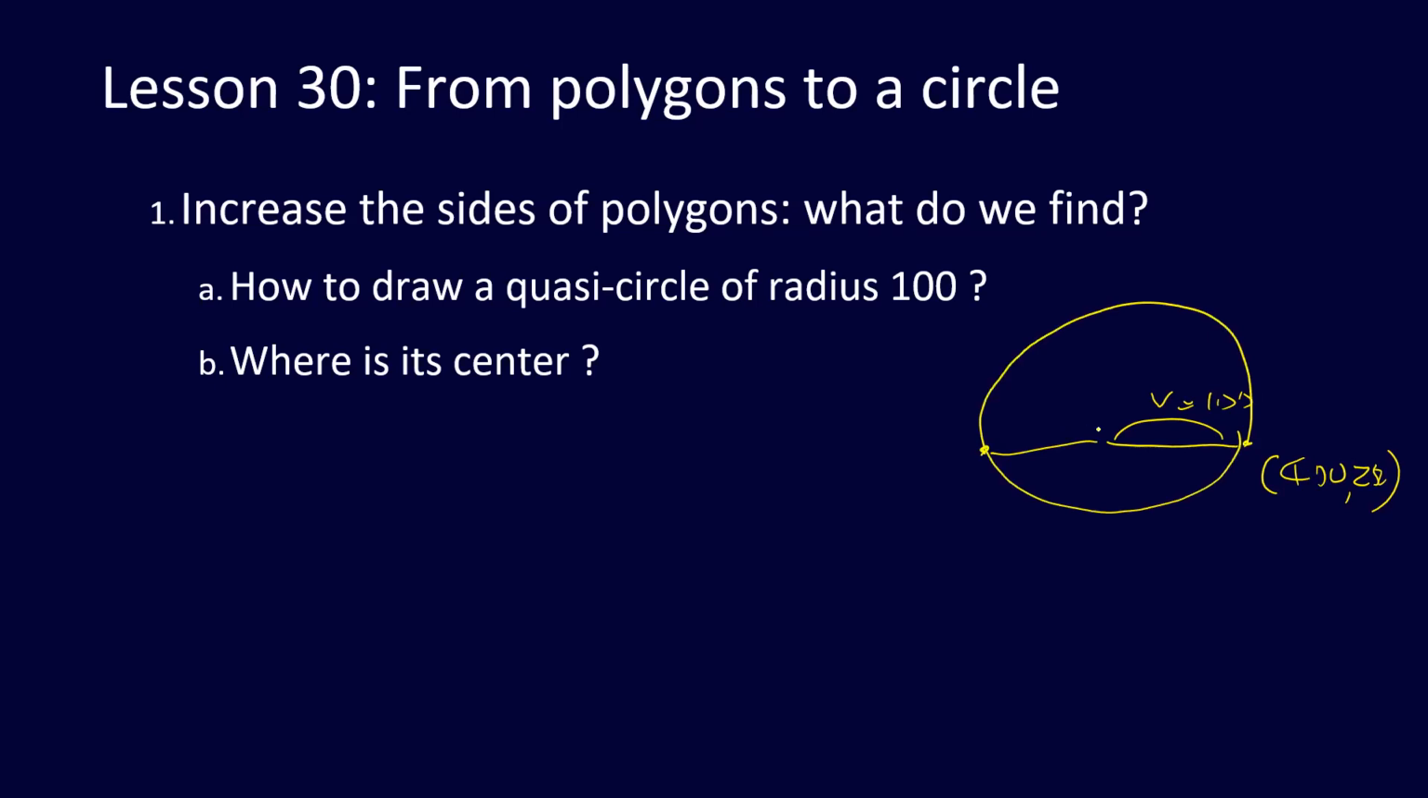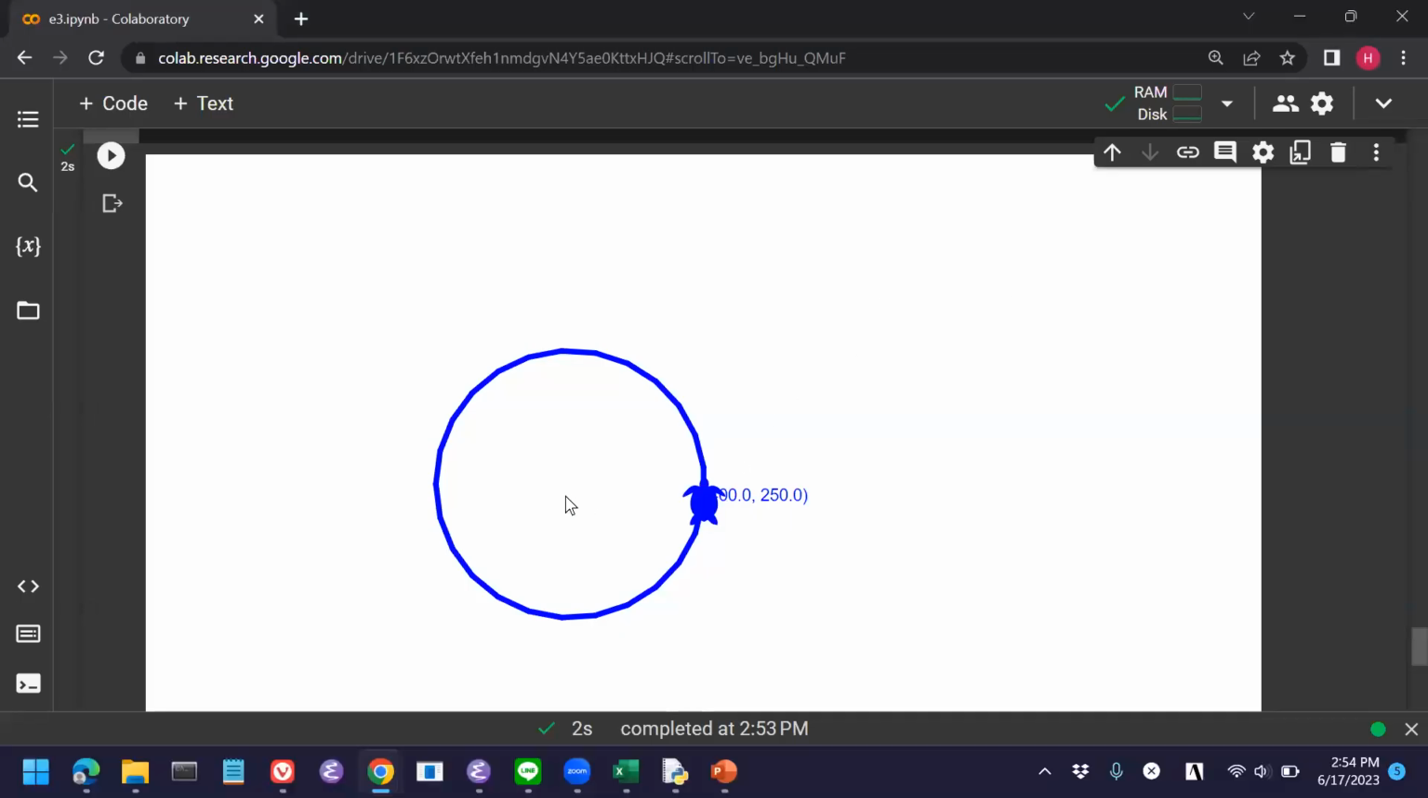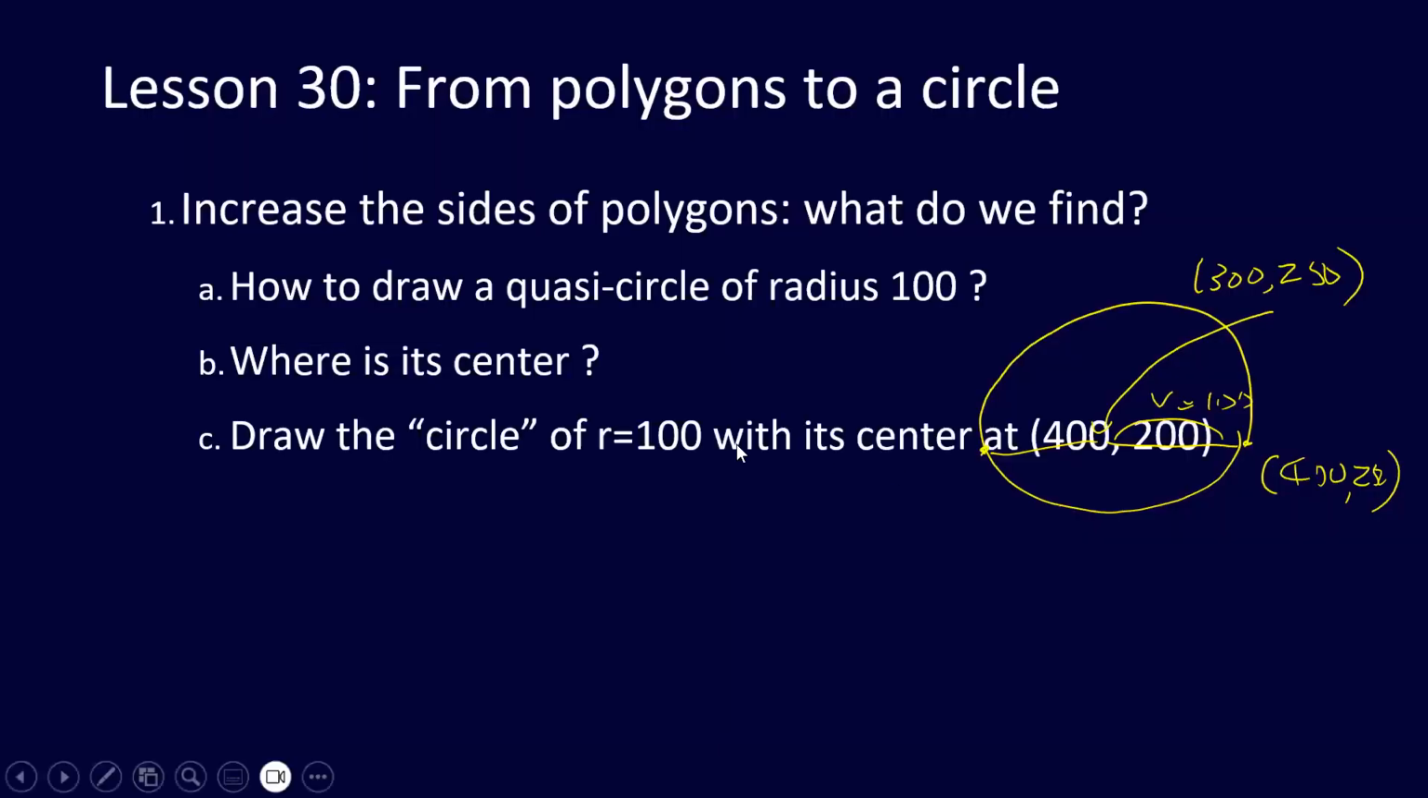Sorry for strange. So what is the coordinate of this center position? It should be 300 to 50, right? Should be like that because this is 400. So the X coordinate of the center should be 300. And this point should be 200. Okay? Let's check that. Draw a circle of radius 100 with the center at 400, 200.